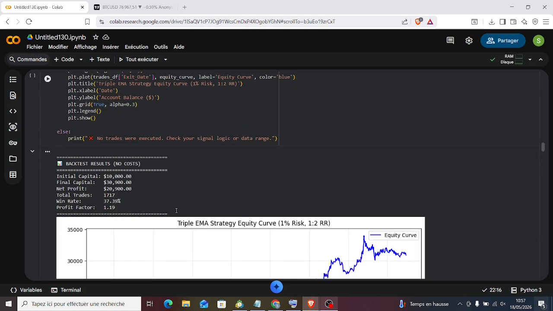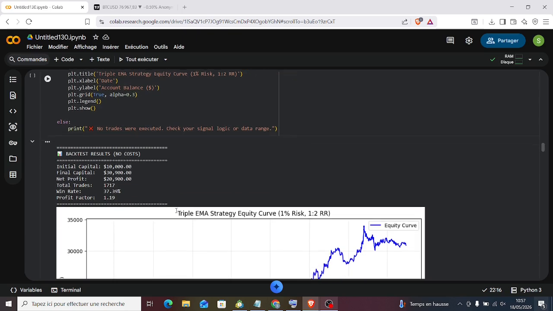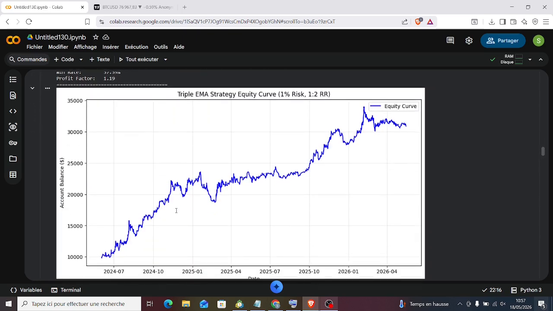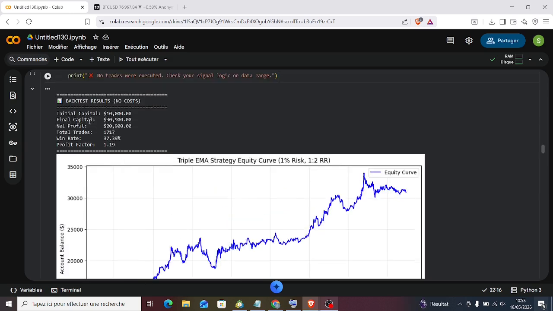As you can see, this is a beautiful equity curve. Initial capital, $10,000. That means a net profit of $20,000. Total trades, 1,717.